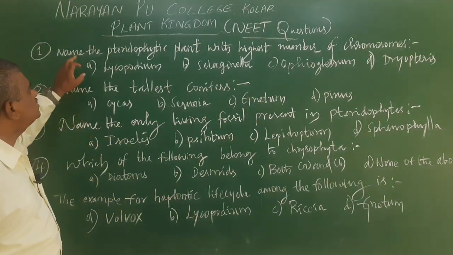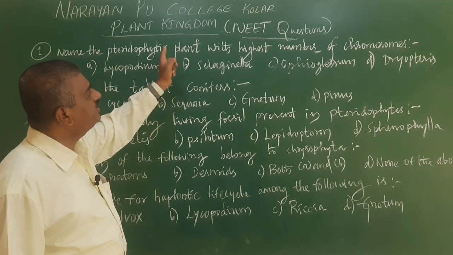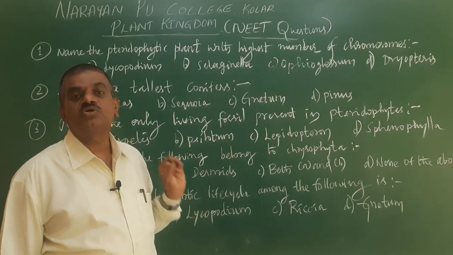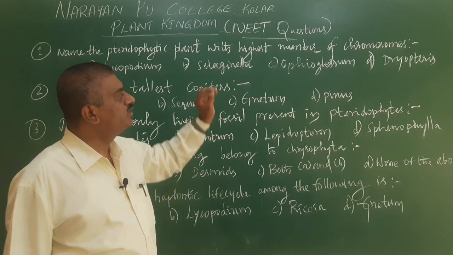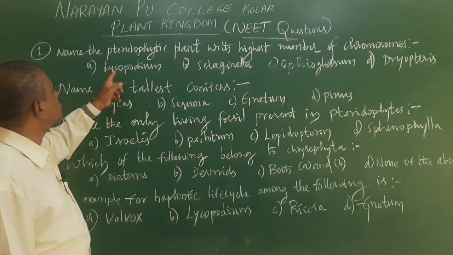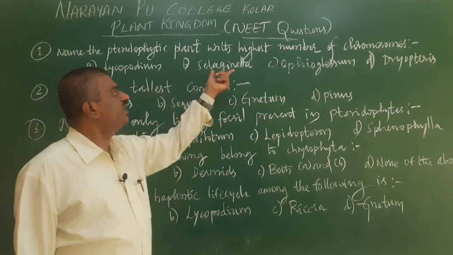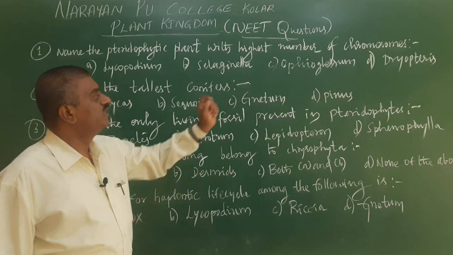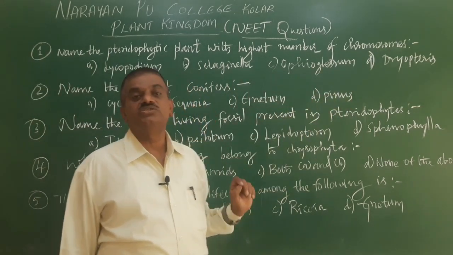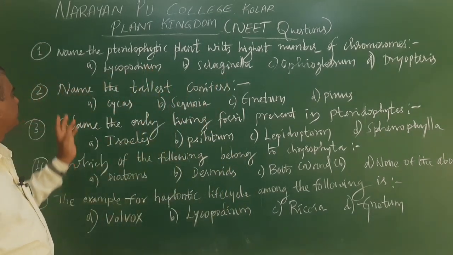The first question is, name the pteridophytic plant with the highest number of chromosomes. Here the highest chromosome number should be chosen from the four options. First one is Lycopodium. The second option is Selaginella. The third option is Ophioglossum, and the fourth one is Dryopteris. In this, which is right should be written.